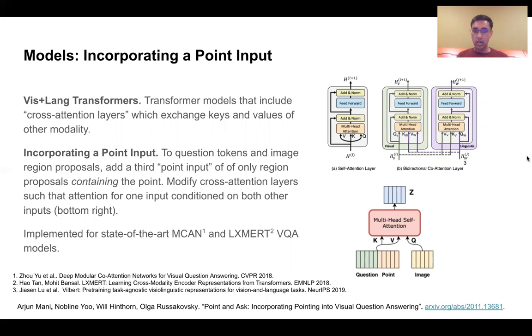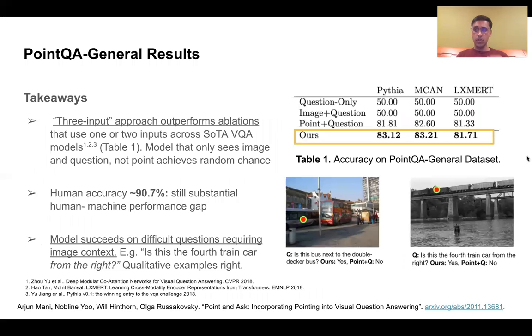And we implement this for the state-of-the-art MCAN and LXMERT VQA models. And we implement a similar version for the Pythia model as well. So some results, this 3-input approach that considers the point as a separate input and modifies cross-attention layers in vision plus language transformers outperforms ablations that use only 1 or 2 inputs across several state-of-the-art VQA models. Note that a model that only sees the image and question and not the point only achieves random chance on PointQA-General by construction. But even a model that only sees the point input and the question, but not the surrounding image context of all region proposals, doesn't do as well as our method that incorporates all three inputs and modifies cross-attention.